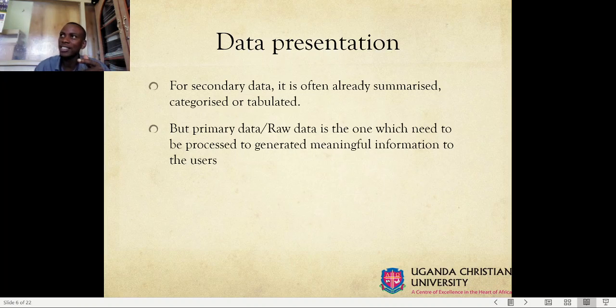Just help me close my printer. Help me close, please. Sorry. Thank you. Okay, sorry about that.